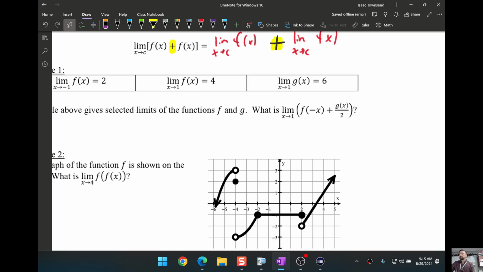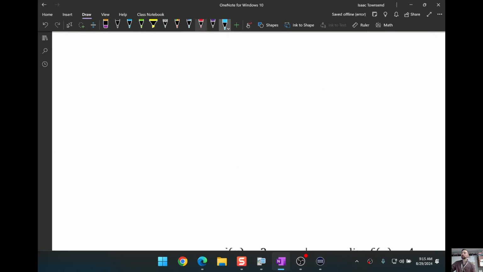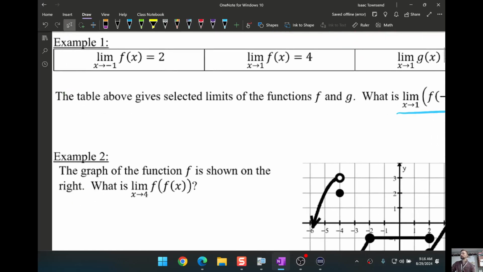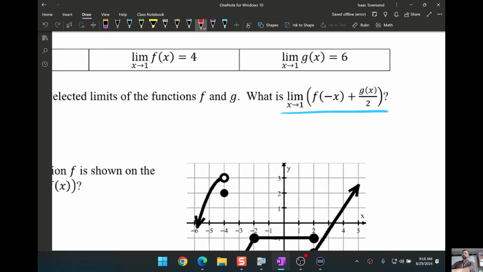Okay, so when you look at this question, for example 1, it looks really complicated here. But again, we can kind of split this up into more digestible parts. So the limit as x approaches 1 of all of this stuff is really the same as the limit as x approaches 1 of this guy plus the limit as x approaches 1 of that guy. We can just split it up into as many terms as it is and work them as smaller questions.